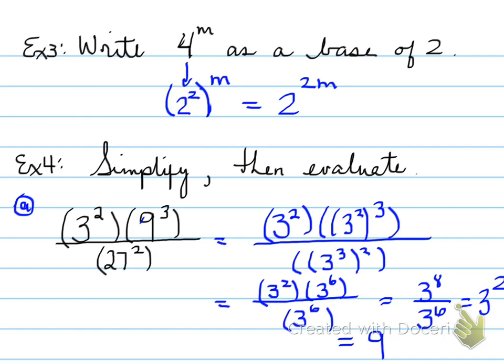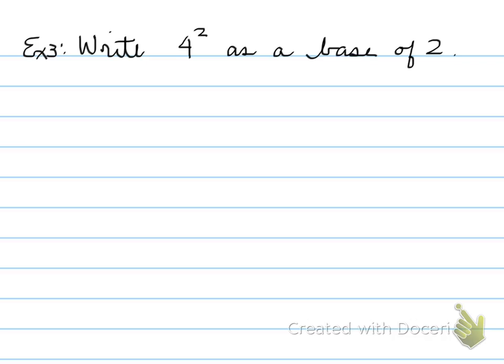All right, example number 3. Write 4 squared as a base of 2. How do we do that? Let's go back a step. All right, so we write 4 squared as a base of 2. What that means is I need a base to be 2. How can 4 be written as a base of 2?